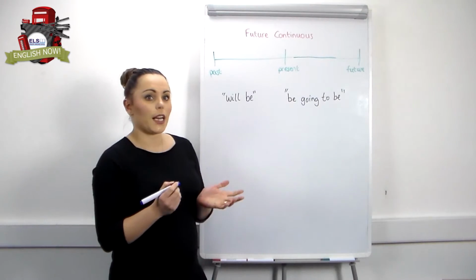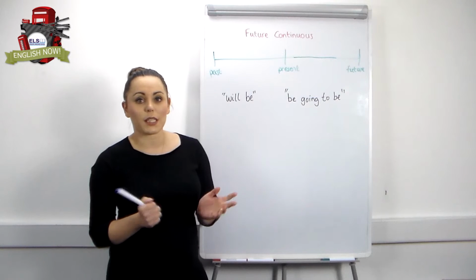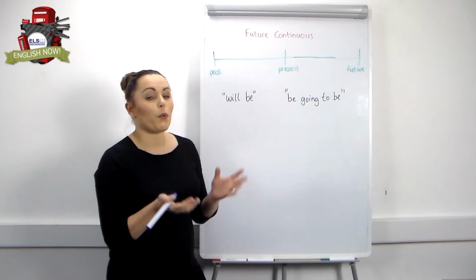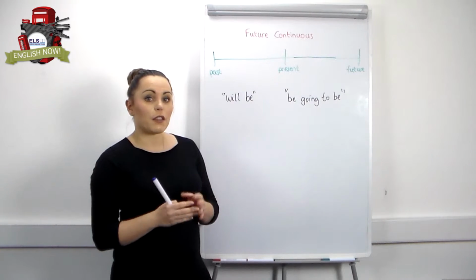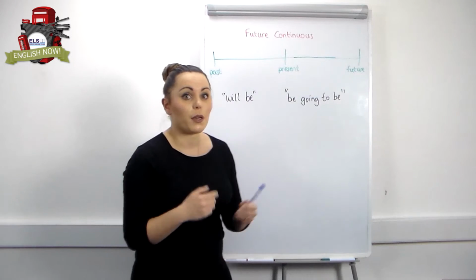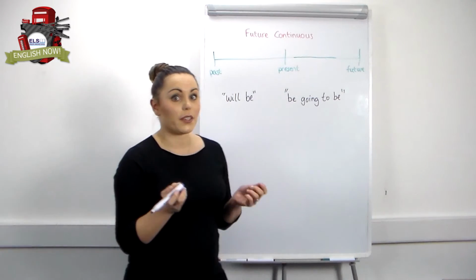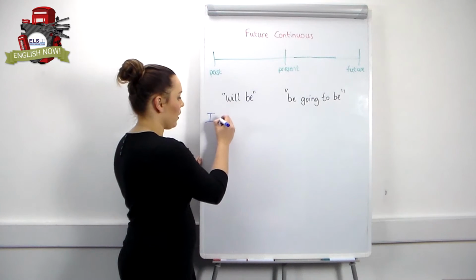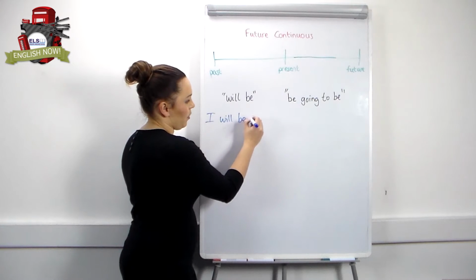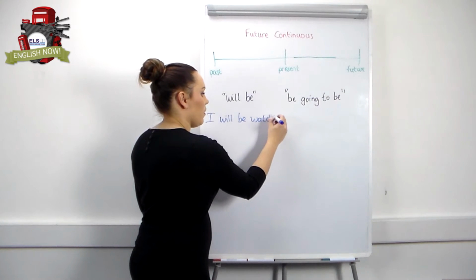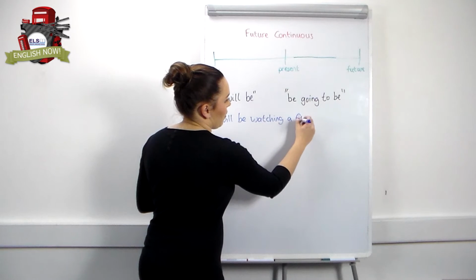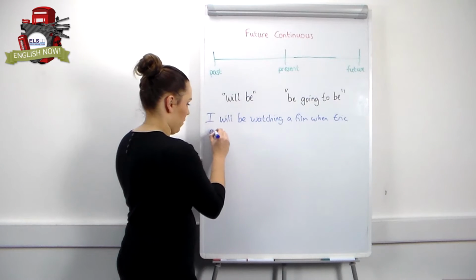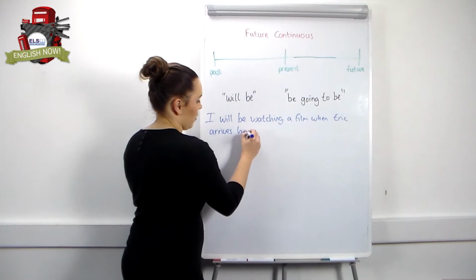So at the start of the video, we mentioned that the future continuous can be used for actions that are in progress at a certain time in the future, which is what we've just looked at, and for longer actions that are interrupted by a shorter action. Sounds confusing, but it's quite simple. Let's have a look. I will be watching a film when Eric arrives home.